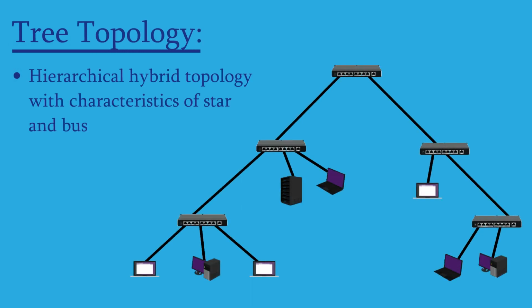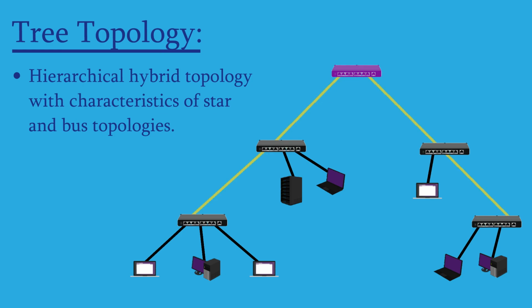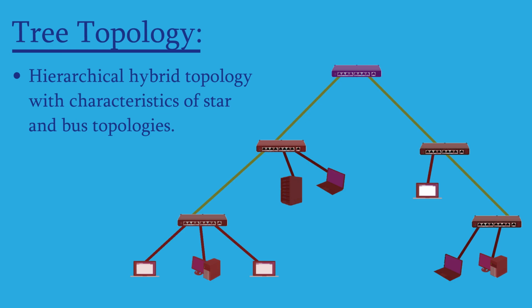Next, we have the tree topology. Tree topology is a type of hierarchical hybrid topology that includes characteristics of both star and bus topologies. At the top level, there's a root node, often a hub, router, or switch, connected to one or more secondary levels via a bus. Each secondary level consists of a node that is connected to multiple devices in a star fashion. This arrangement can be visualized as a tree with branches and leaves.